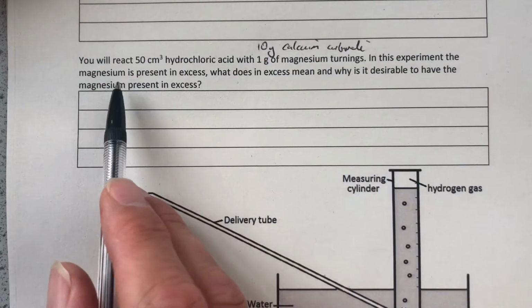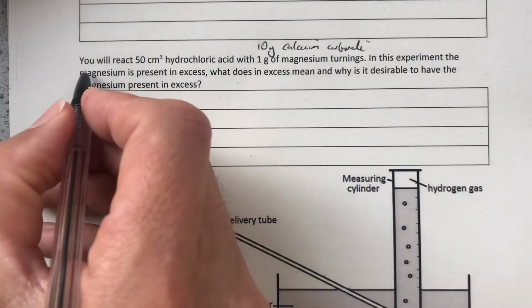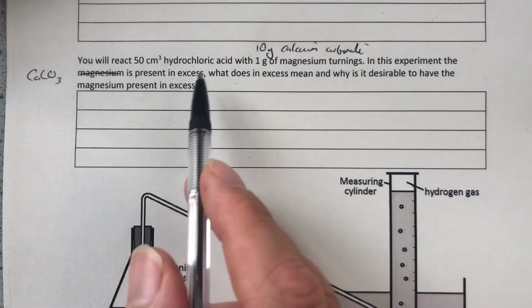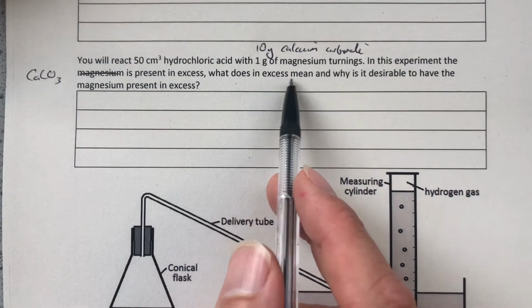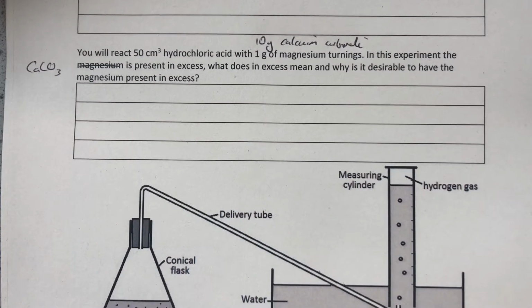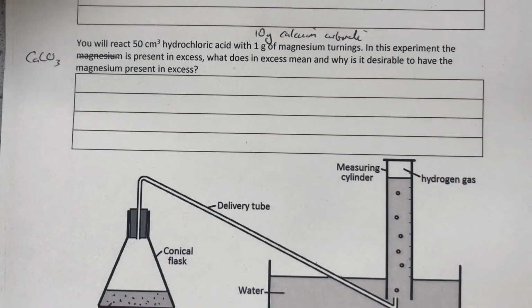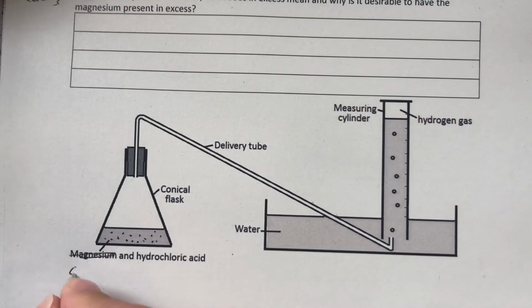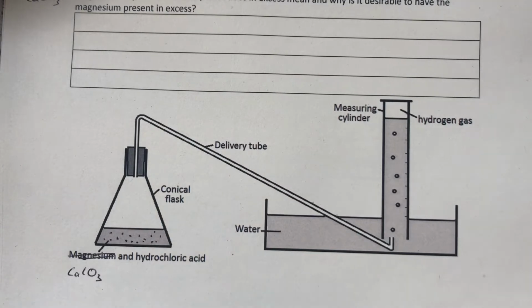In the experiments, the calcium carbonate is present in excess, so the CaCO3 is present in excess. Excess means too much, and basically we're going to have too much of the solid to make sure all the acid reacts. So instead of putting magnesium in the conical flask here, I'm going to put the calcium carbonate in the conical flask. I'm always going to measure out 10 grams.